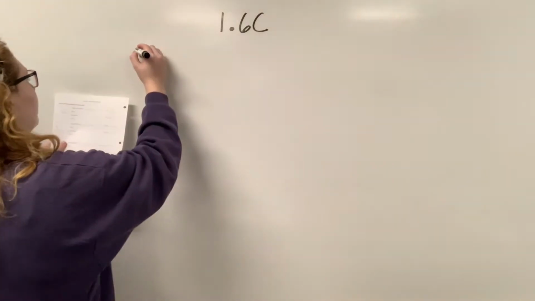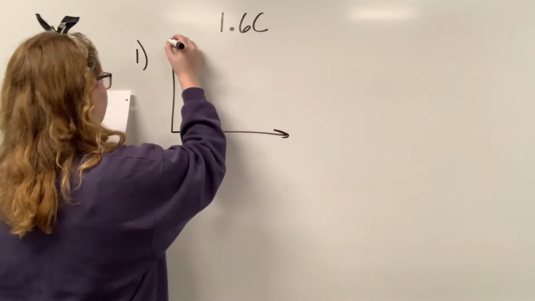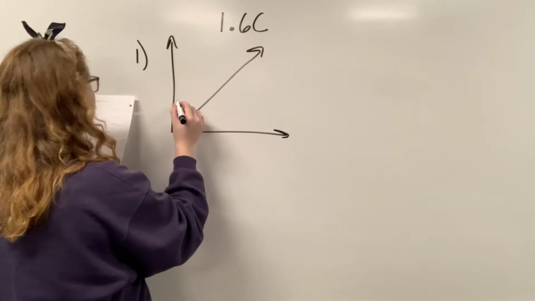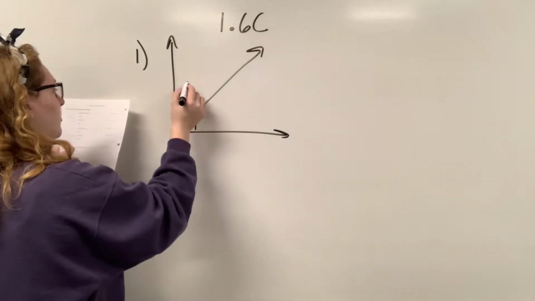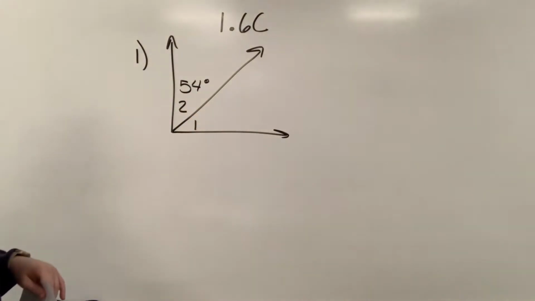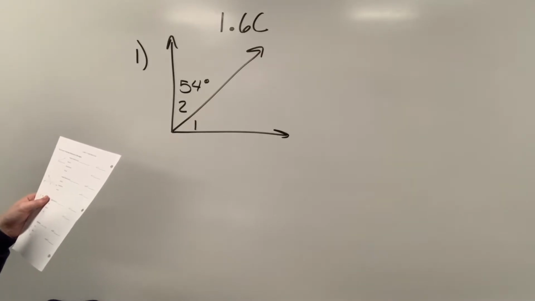Okay, so for the first example, we have an angle that looks like this, the ray right in the middle. This side's 1, this side's 2. We know that angle 2 is 54 degrees. So the first thing they're asking us is, what is the angle relationship?